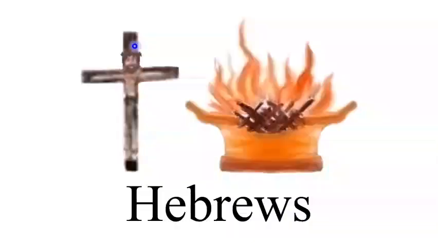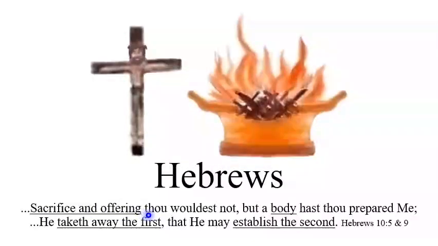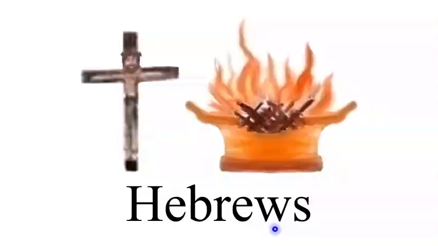The icon for Hebrews is the cross and burnt offering altar, because it says in the Bible, "Sacrifice and offering thou wouldest not, but a body hast thou prepared me. He taketh away the first, that he may establish the second." Hebrews is written to the Hebrews to help them understand that their old system of sacrifices had now been done away. Instead of bringing a lamb to be sacrificed for their sins and burnt with wood on the altar, the real lamb was sacrificed on the wood of the cross.